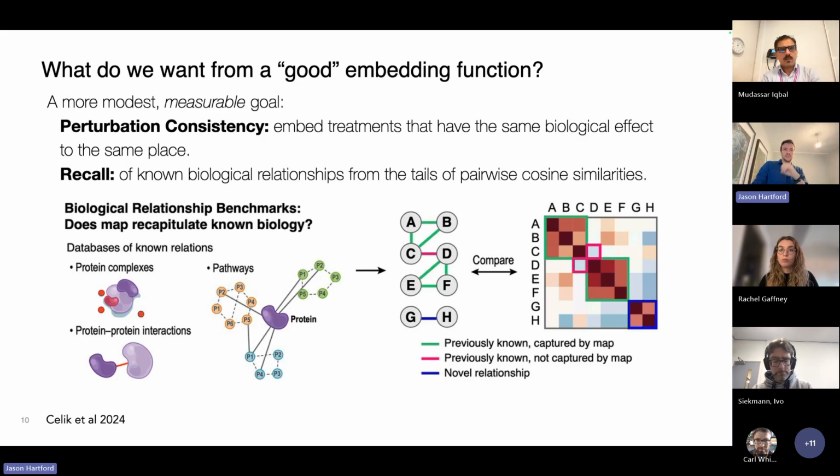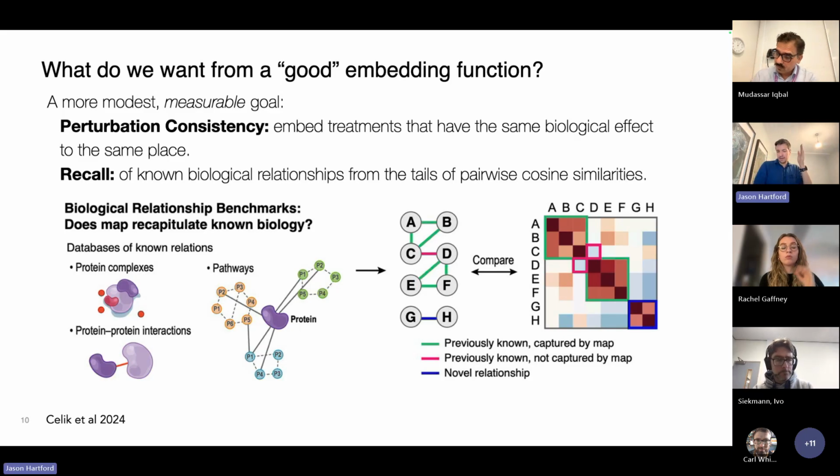So if I've got two images of the cell that are perturbed in the same way, I want my embeddings of that to be cosine similar, the average embeddings for that. And then the second one is I want to recall known biological relationships from the tails of the cosine similarity distribution. Okay, so this is a bit more of a mouthful, so let me explain that.